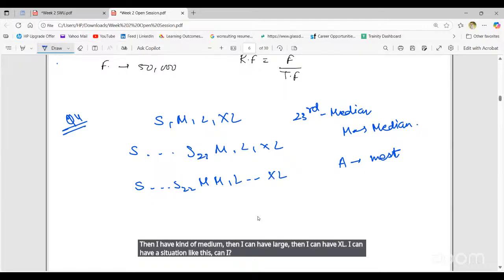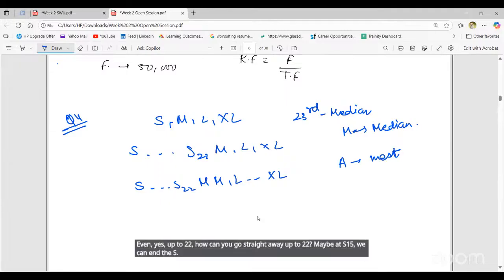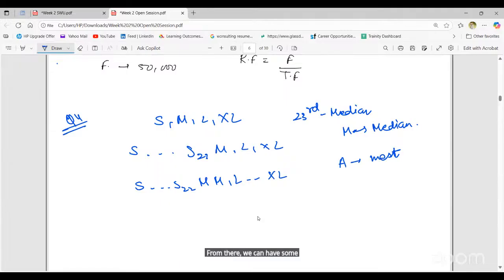Yes, ma'am. Even S up to 22, maybe at S15 we can end the S. I am saying I can have a situation like this. Can I have it? Yes, there is a possibility. In that case, my medium is my 23rd, right? Exactly. Then I am having only M as the median, right? Yes, ma'am. But A is choosing what most of the players are choosing, right?